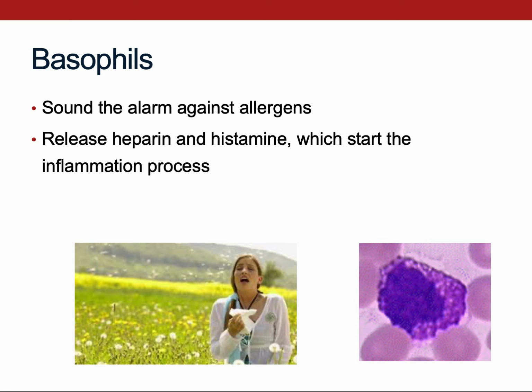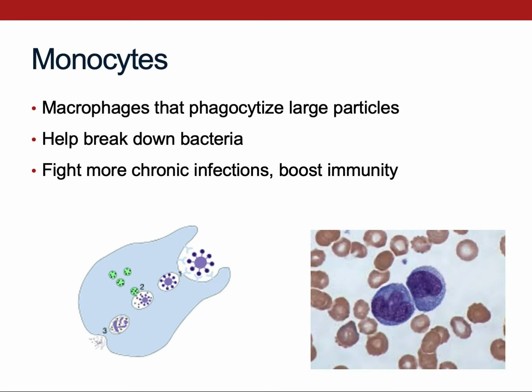We'll talk more about allergens in the immune system, but allergens essentially are something that triggers an immune response that shouldn't necessarily trigger an immune response. So pollen shouldn't be dangerous to us, or peanuts shouldn't be dangerous to us, but if you have an allergy against these things, the basophils will respond with an allergic reaction.